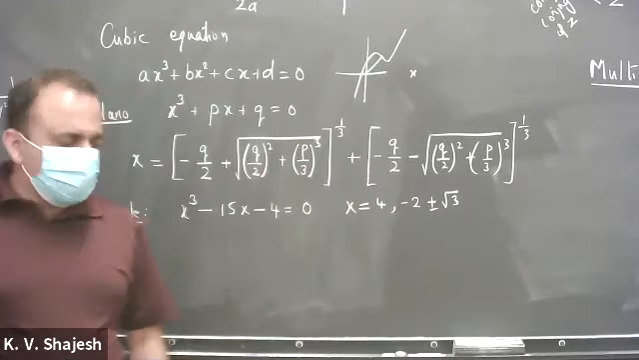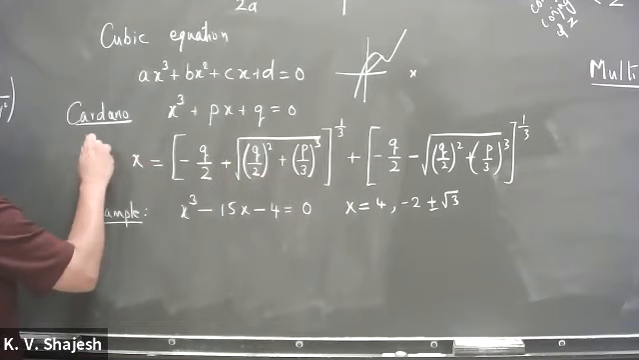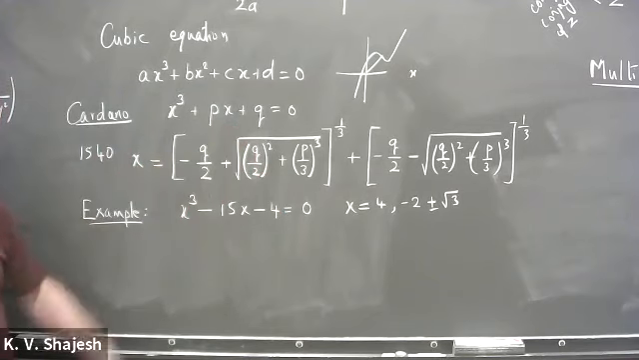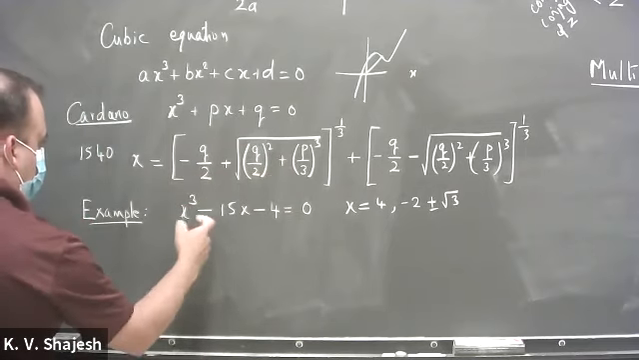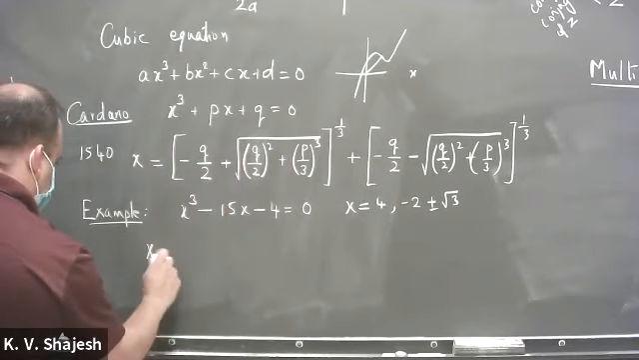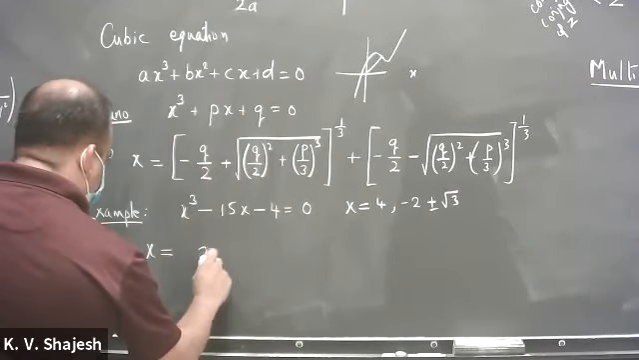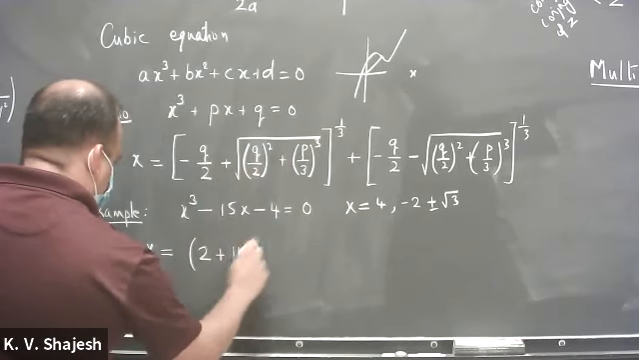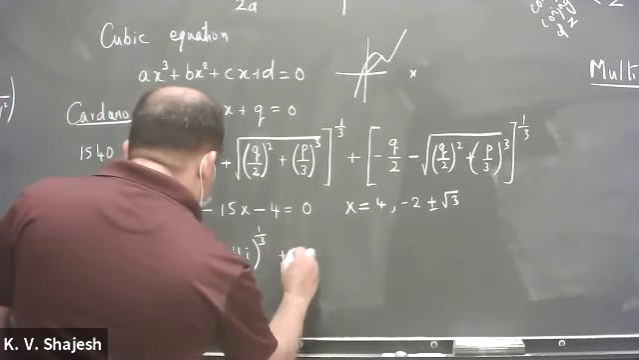But, and this is about 1540, once Cardano used this formula, they also realized they would get this number. Now, here is the interesting part. If you put the 15 and 4 in this, here it says that x is equal to, q is 4, so that's 2, right? So just 2, and if you do this, this is 2 plus 11i. Well, that's a cube root.